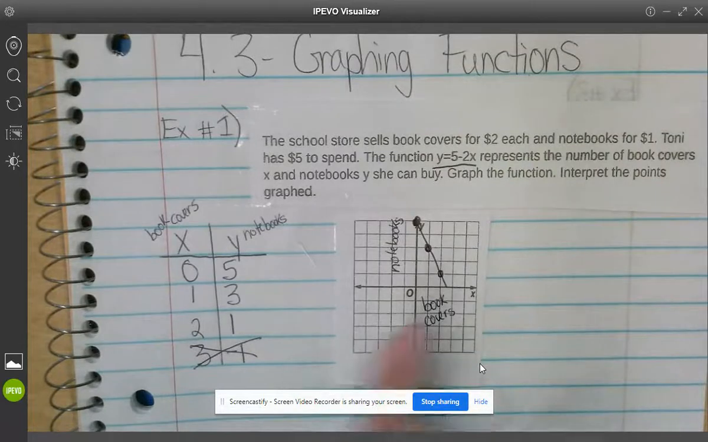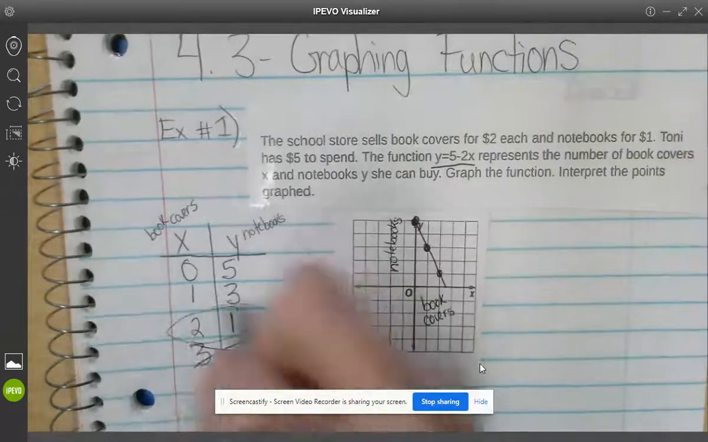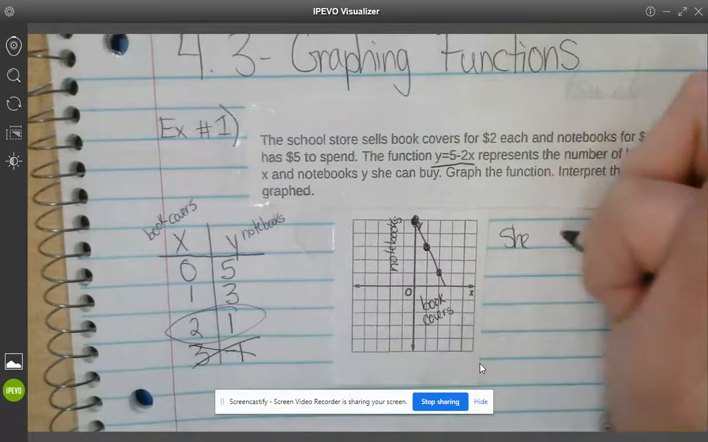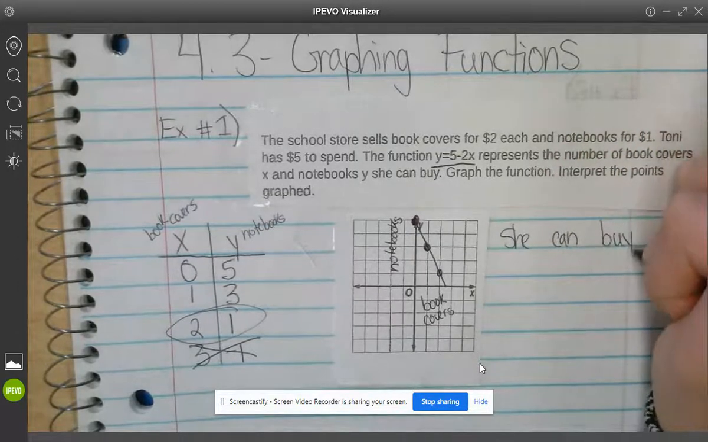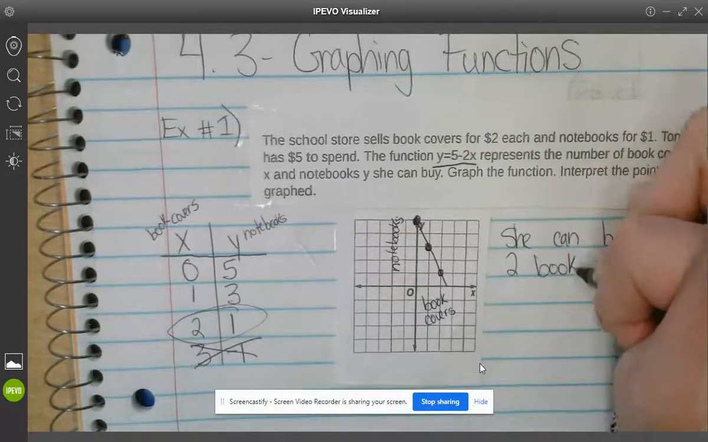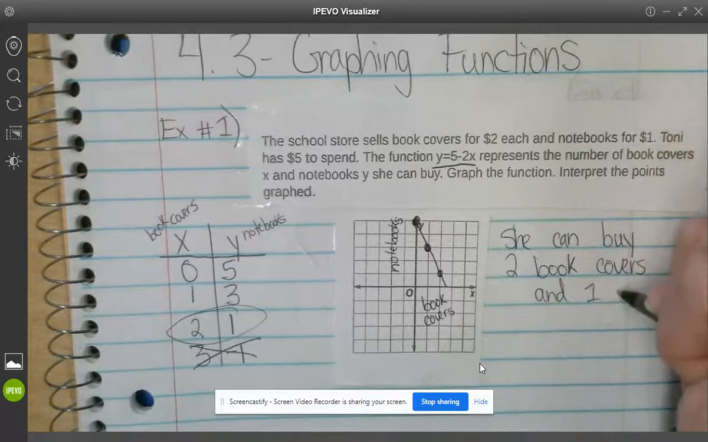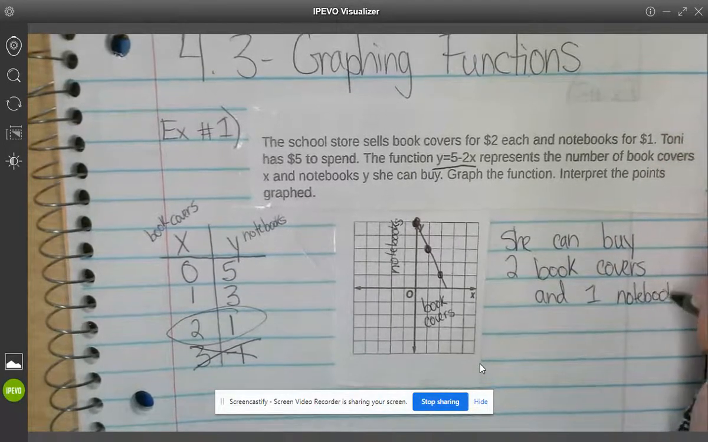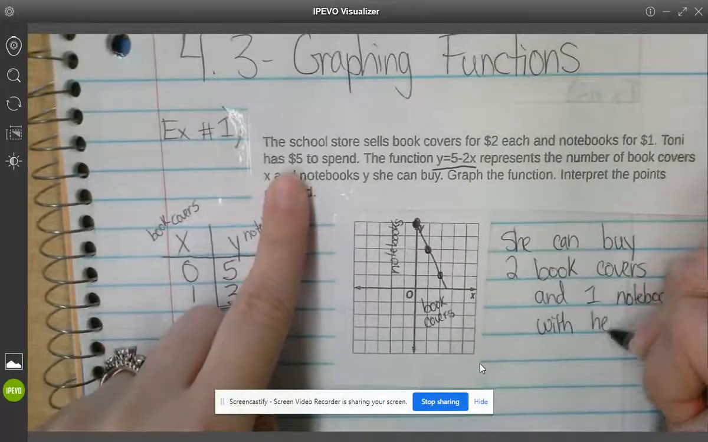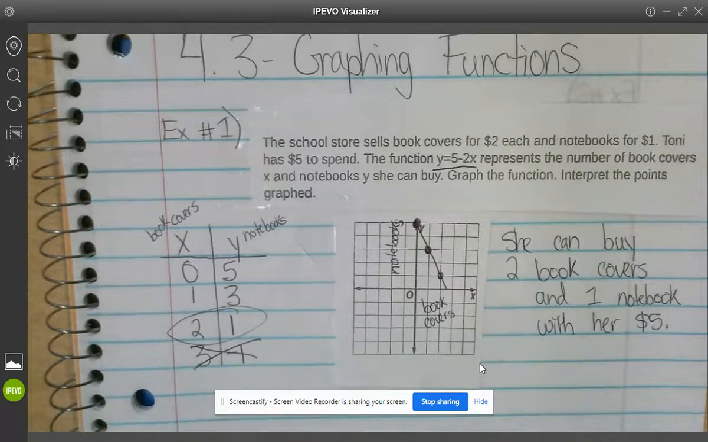And then we have to interpret the points graph. So we're just going to pick one of these to interpret. Let's do this one. What does this point mean? Well, it means she can buy 2 book covers and 1 notebook with, she has $5 to spend, so with her $5. Okay, and that's you interpreting a point.